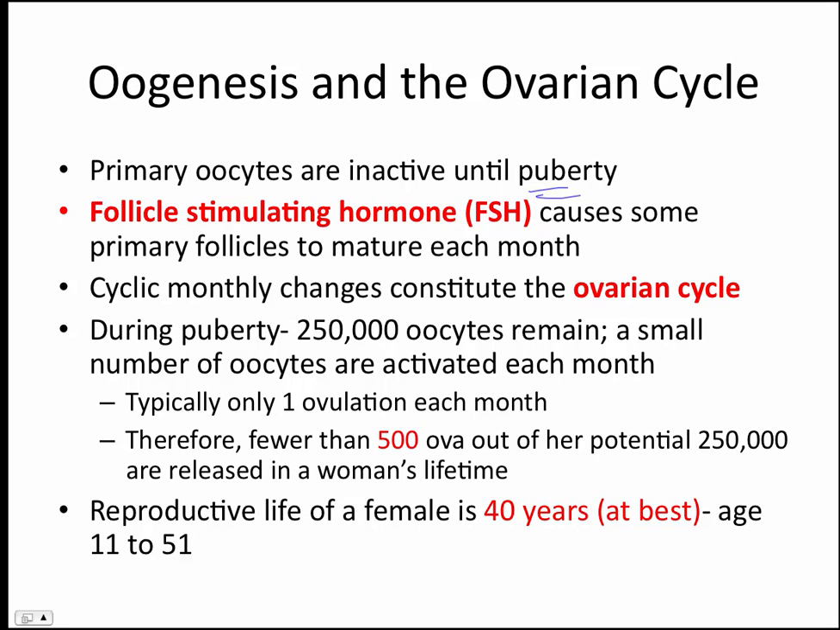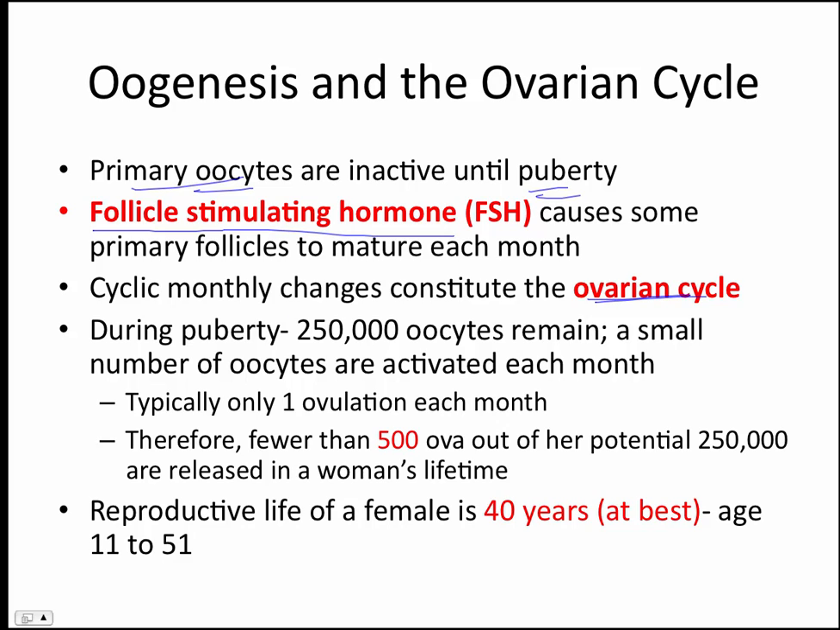And what sets off the maturation of these primary oocytes is the follicle-stimulating hormone that's secreted by our anterior pituitary gland. Now, this follicle-stimulating hormone and also the changes that occur with maturing the primary oocytes, the growth and development of the endometrium is all going to constitute the ovarian cycle.